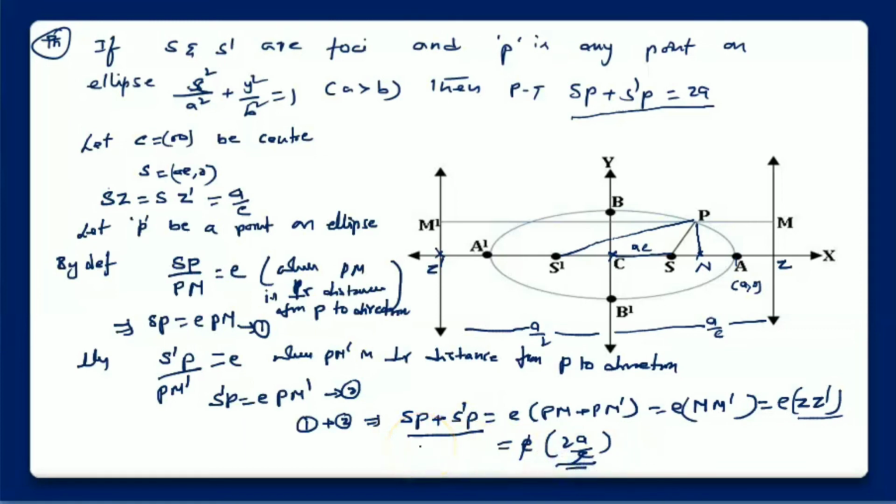So the sum of the distances from a point to the foci is nothing but a constant. This is another definition of the ellipse also.